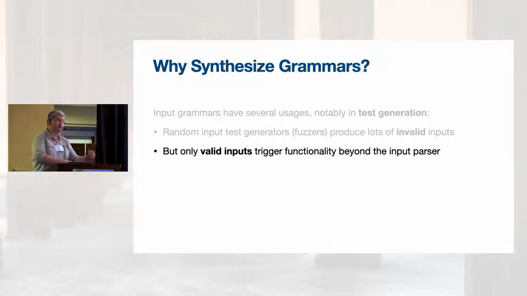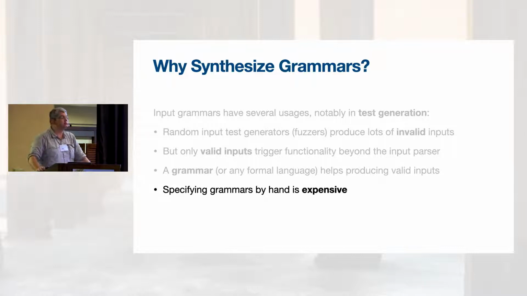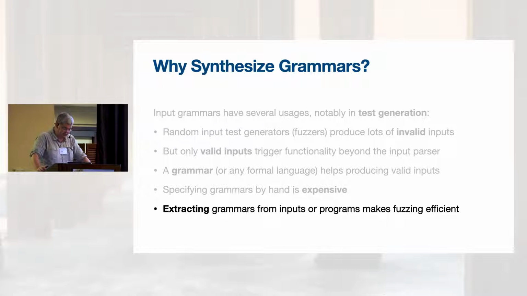And in order to get valid inputs, well, you can do two things. Either you generate millions of inputs and hope that some of these are valid, or you make use of a grammar or any kind of formal specification to produce them. However, again, I'm talking to the right audience here. Specifying a grammar is expensive. It's not necessarily trivial. So therefore, techniques that allow us to extract grammars from inputs or programs actually help us create better fuzzers. The idea is you have a set of inputs, you mine a grammar, and then you can use that grammar to run a fuzzer to produce plenty of nice test inputs.